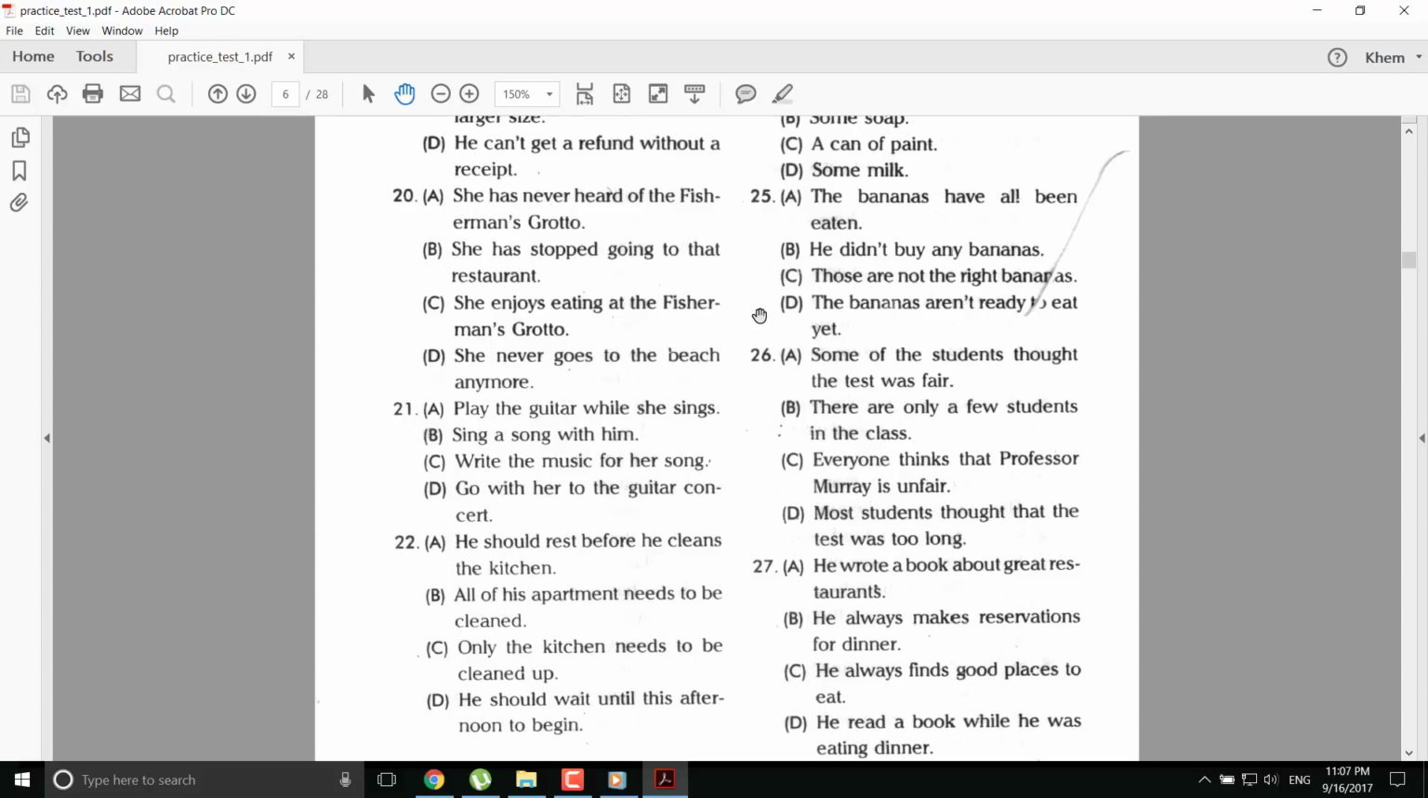Number 27. John sure knows some good places to eat, doesn't he? Yeah, when it comes to finding great restaurants, John wrote the book. What does the woman say about John?